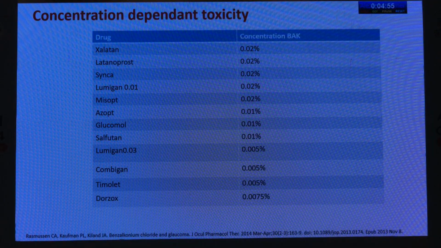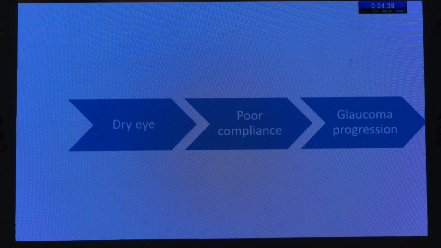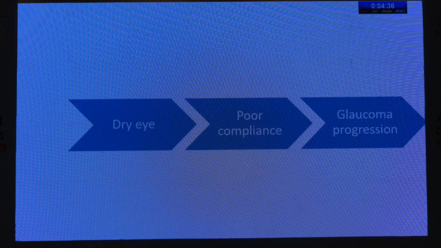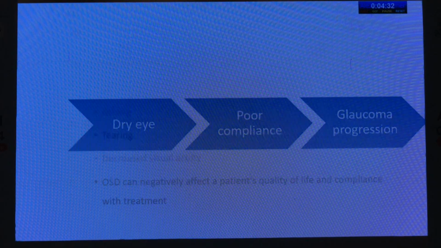The most common drops that we use have a higher concentration of BAK, like Xalatan, latanoprost, they have 0.02%, whereas Timolol, Dorzox have 0.005, 0.0075. So it is better to shift to the drugs that have a lesser amount of BAK concentration. These components increase dry eye, that leads to poor compliance and further leads to glaucoma progression.